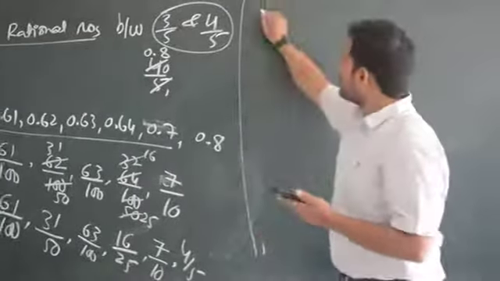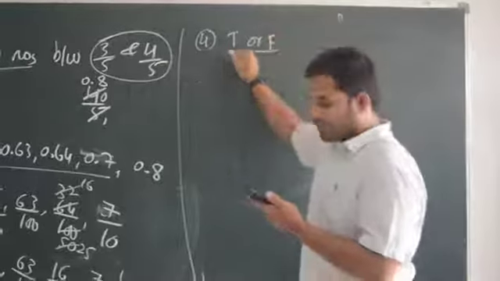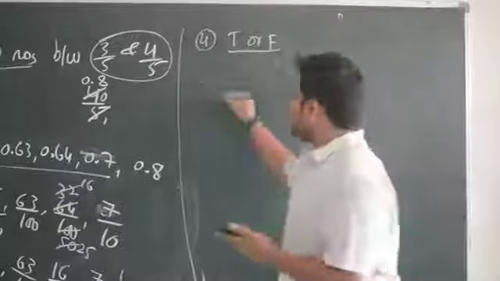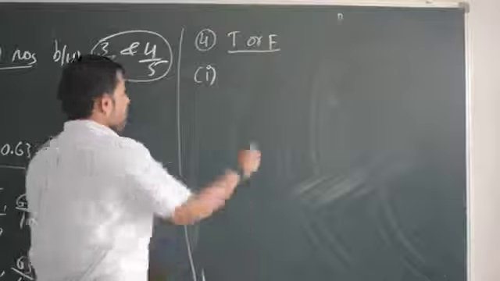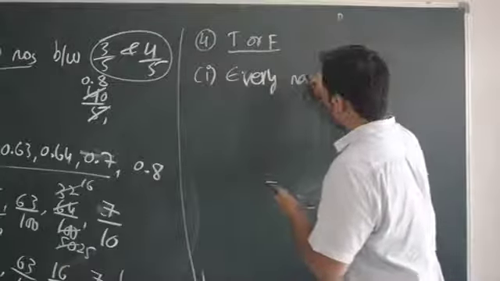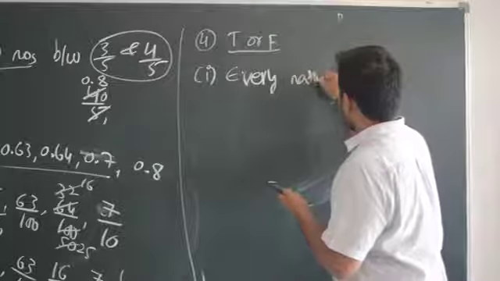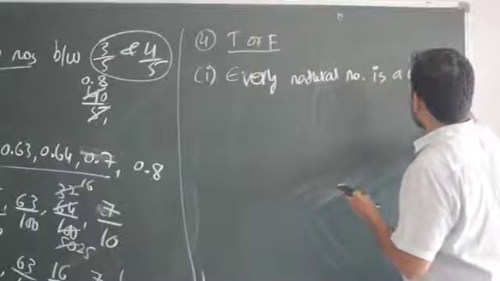Third question done. Now let me get into the fourth question. That is like true or false. You have to say true or false. Okay, so let me give you the first statement. I have already discussed all this. Every natural number is a whole number, they are saying. Is it correct or not?